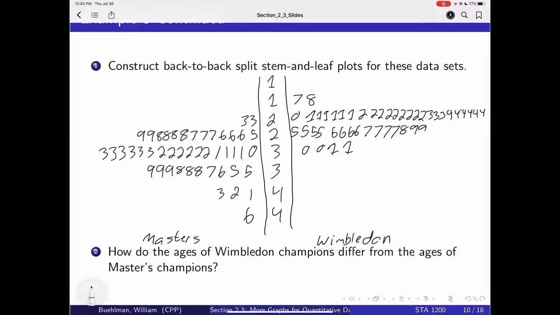All right, so now we have all the Masters winners filled in on the left-hand side. So now we can answer question 2. How do the ages of the Wimbledon champions differ from the ages of the Masters champions?